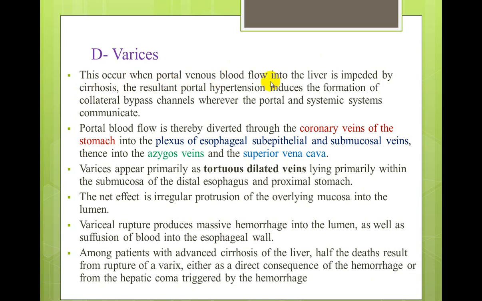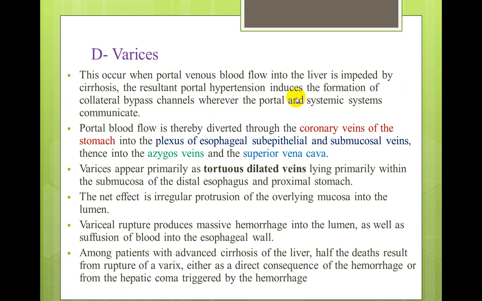Impairment of portal venous blood flow occurs in cirrhosis because the blood flow is impeded by excessive bridging fibrosis between the central and portal areas. This impairment of blood flow in the portal circulation will result in portal hypertension. This induces the formation of collateral bypass channels.